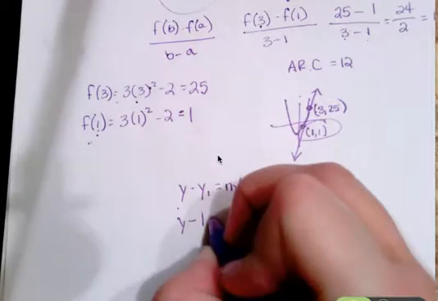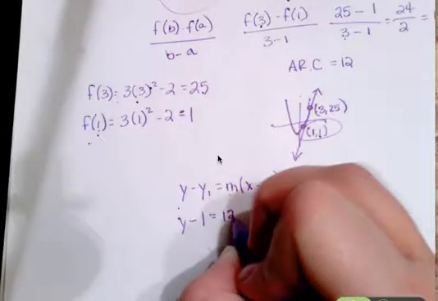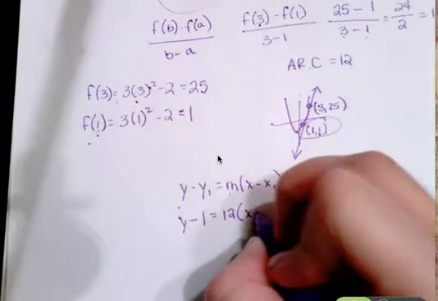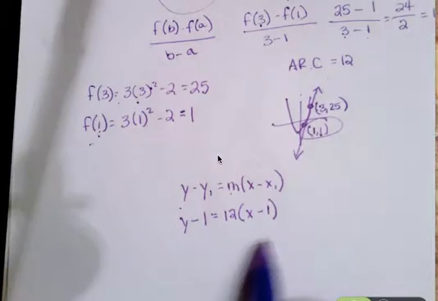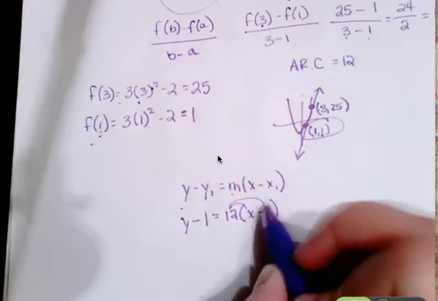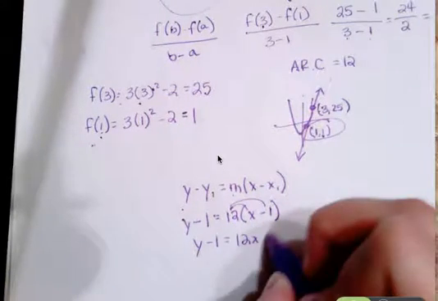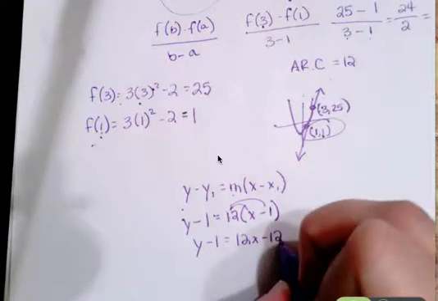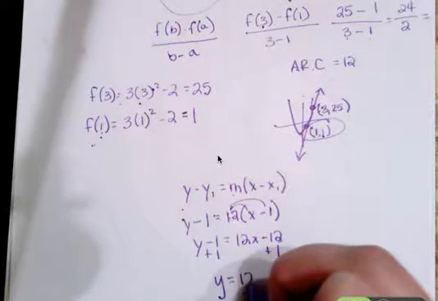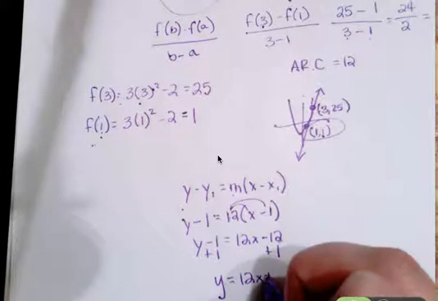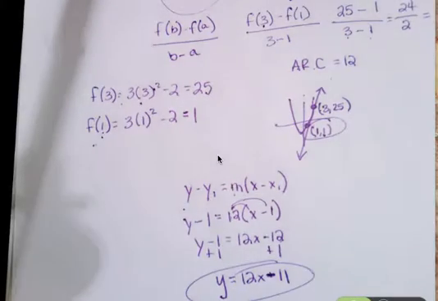So y minus 1, because that was my y value, equals m, which was my slope, which is my average rate of change, so 12. And then x minus my x value. Well, my x value at this point was also 1. And then we'd have to put it into slope-intercept form. So I would distribute. So I'd get y minus 1 equals 12x. 12 times negative 1 is negative 12. I'd add 1. So I'd get y equals 12x, minus, that's a minus sign, 11. And that would be the equation of your secant line.